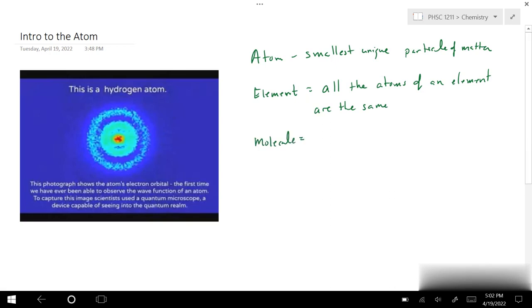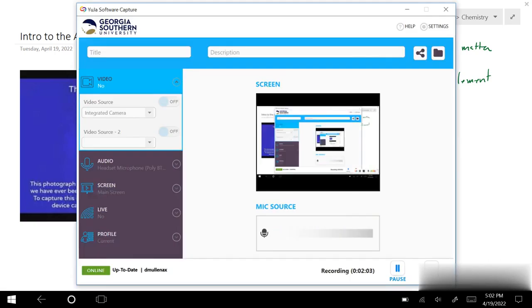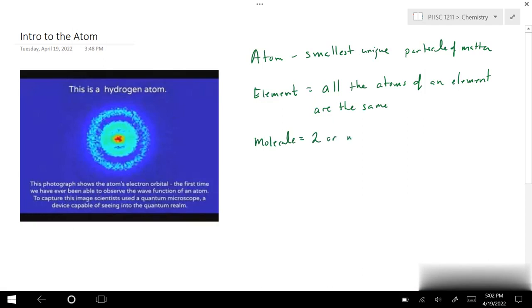You'll see us talk about these, not in great detail, but I want to show you these words just to help you be familiar with them. A molecule is two or more atoms chemically joined, like salt, sodium chloride. So salt is a molecule. It's not an element, because it has two different atoms.